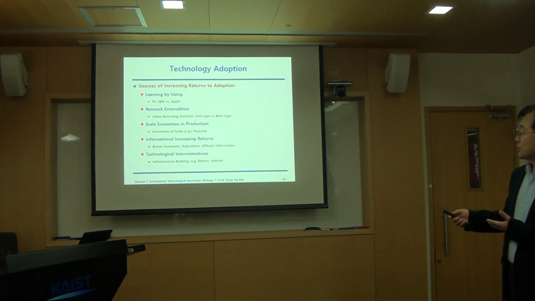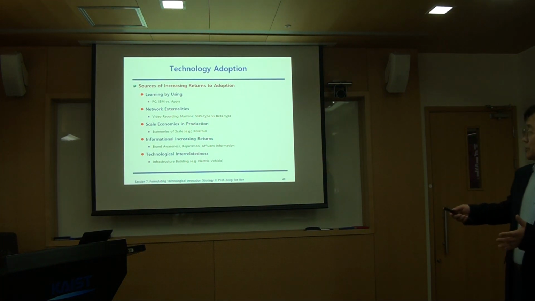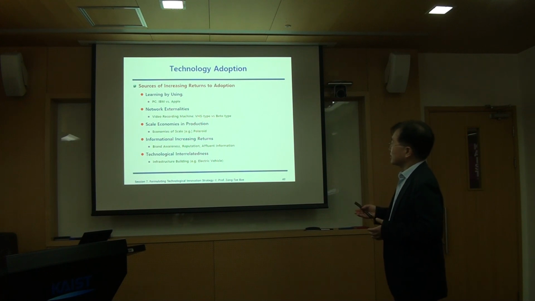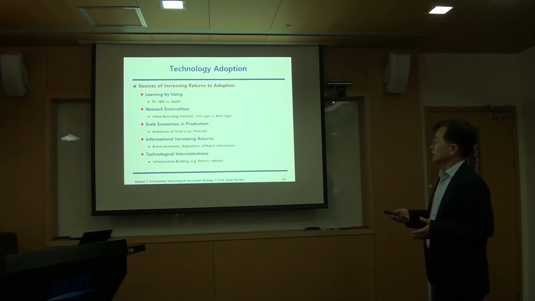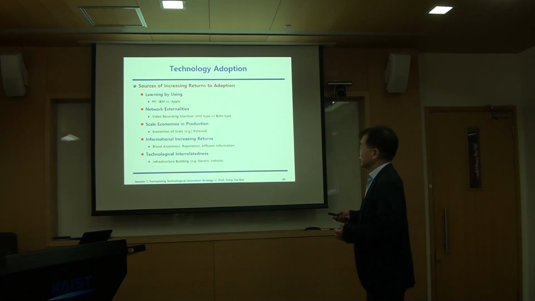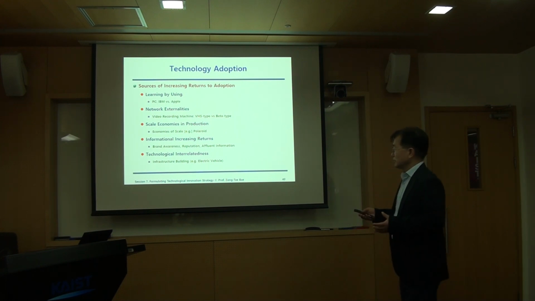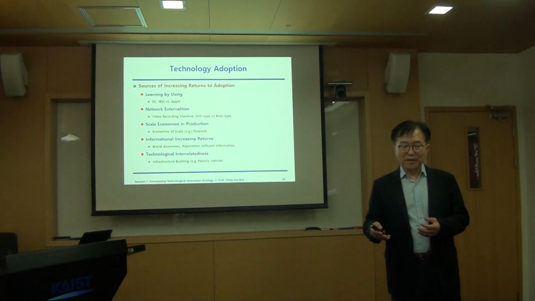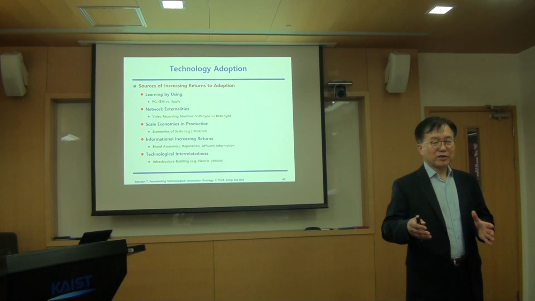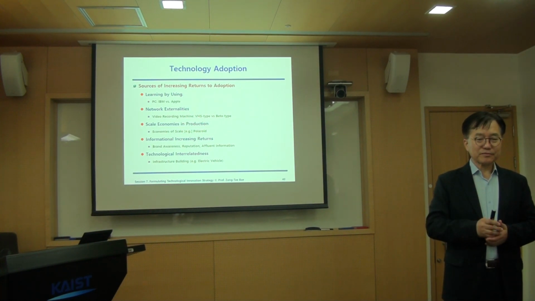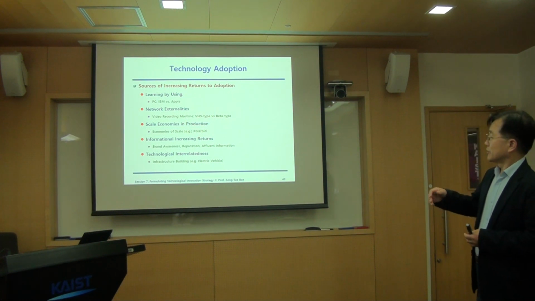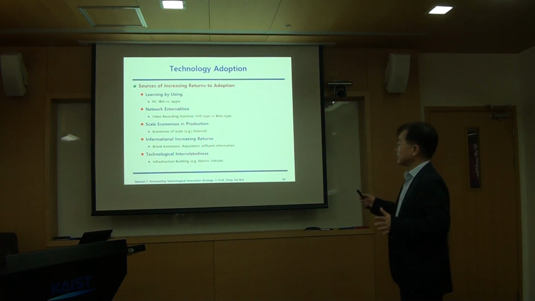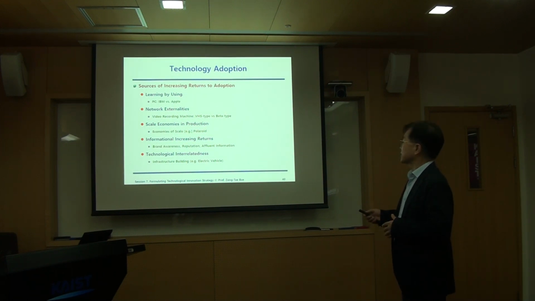Okay? And in addition to this, we already discussed adoption. For sources of increasing returns to adoption, we can have five sources that promote an increasing adoption rate. Learning by using, network externality, scale economy, information and increasing return, and then technological interrelatedness. These factors will promote increasing returns to adoption. It means that if you become the winner, or you become the dominant design, then it will increase the adoption. Okay, so this is another way to analyze the industrial structure and mechanism, etc.